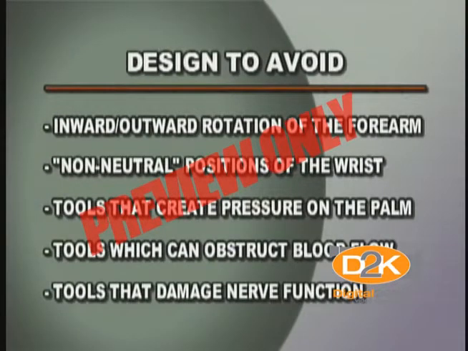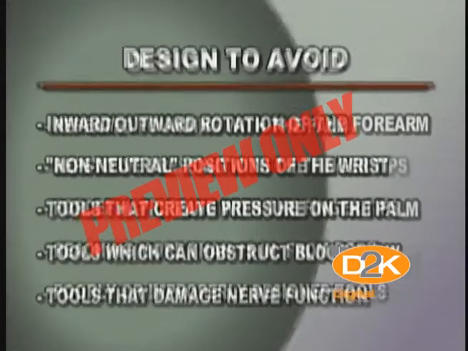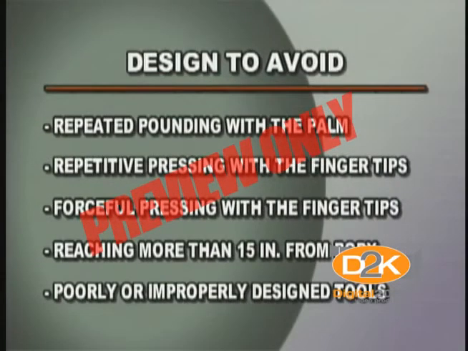Design to avoid inward-outward rotation of the forearm, non-neutral positions of the wrist, tools that create pressure on the palm, tools which can obstruct blood flow, tools that damage nerve function, repeated pounding with the palm, repetitive pressing with the fingertips, forceful pressing with the fingertips, reaching more than 15 inches from the body, and poorly or improperly designed tools.